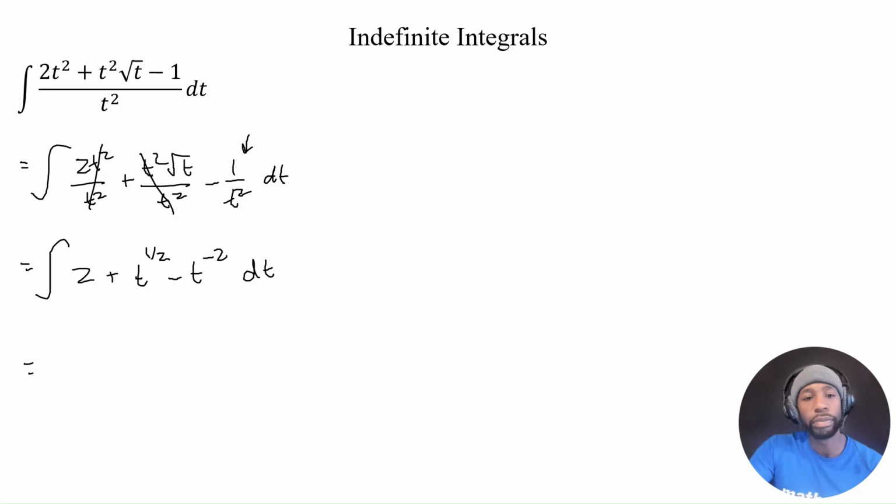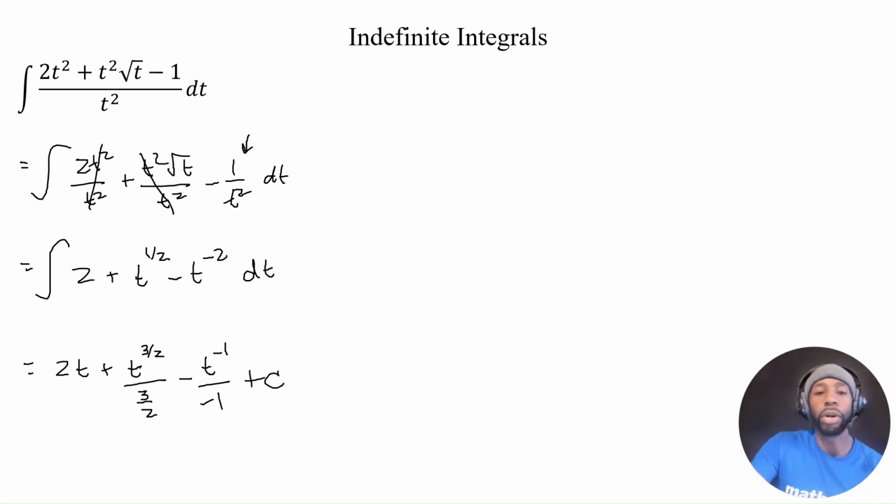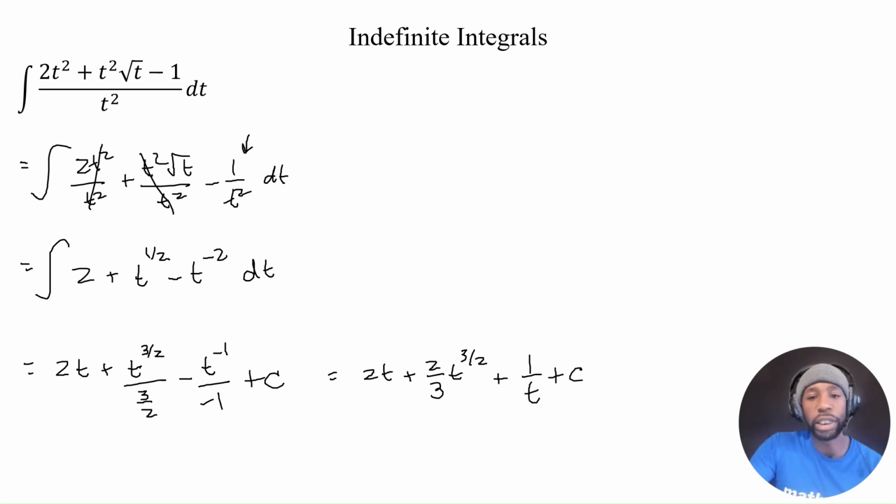So that's going to be equal to 2t plus, when you take the integral of t to the 1/2, that's going to be t to the 3/2 over 3/2 minus, that's going to be t to the negative 1 divided by negative 1 plus c, or in other words, when we clean this up, 2t plus, that fraction comes to the top and is flipped, so 2/3 t to the 3/2 plus 1 over t plus c.